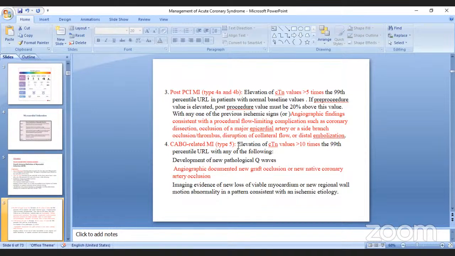In case of type 5 MI, that is CABG related MI, the elevation should be more than 10 times from baseline if the patient is having a normal baseline. And if they have an elevated pre-procedure value, it should be 20% above that value. In addition to this, they should also have development of new pathological Q waves or any angiographically documented new graft occlusion or new native coronary artery occlusion.